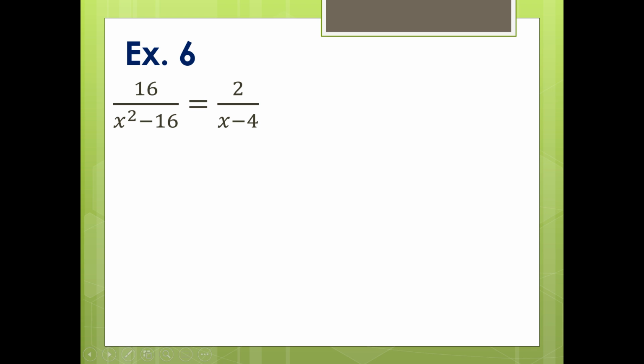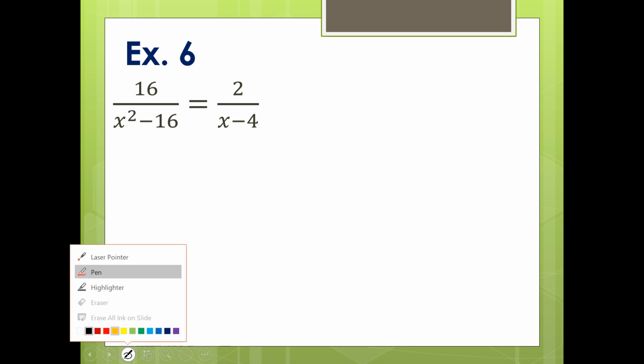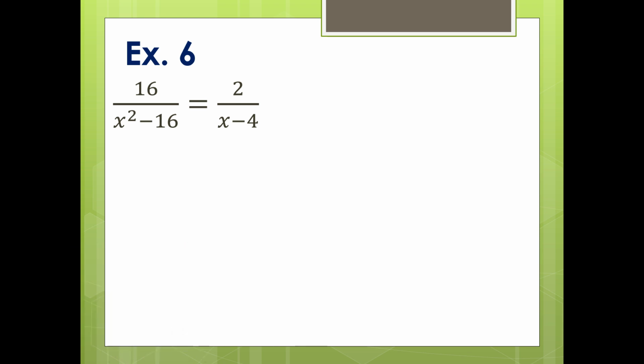Now, our next one says 16 over x squared minus 16 equals 2 over x minus 4. You might recognize the denominator on the left side as, again, one of my favorite factoring problems, a difference of squares. So you might recognize that as x minus 4, x plus 4.